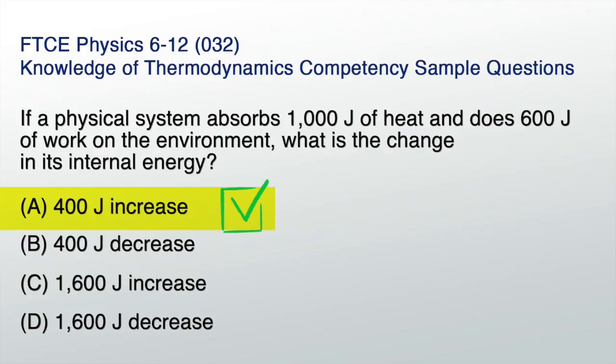According to the first law of thermodynamics, the change in internal energy of a system is equal to the heat absorbed by the system minus the work done by the system on its surroundings. In this case, the system absorbs 1,000 joules of heat and does 600 joules of work. So the change in its internal energy is a 400 joule increase. 1,000 joules minus 600 joules.